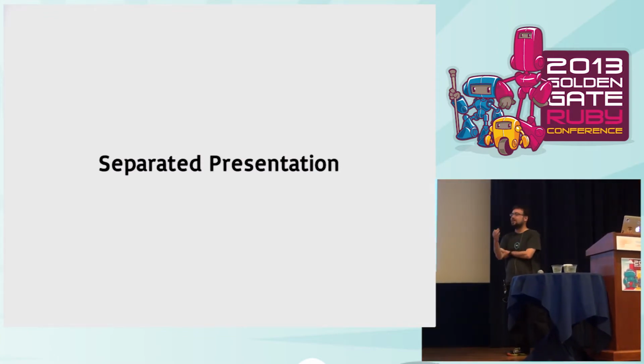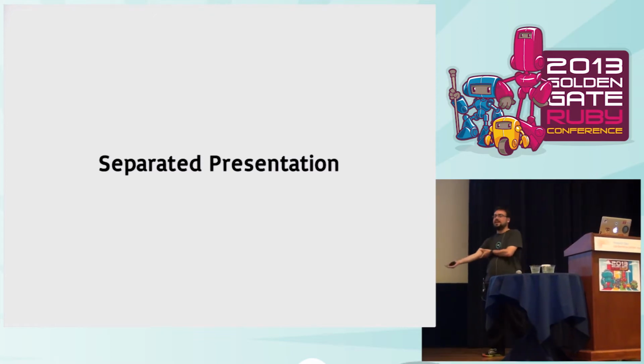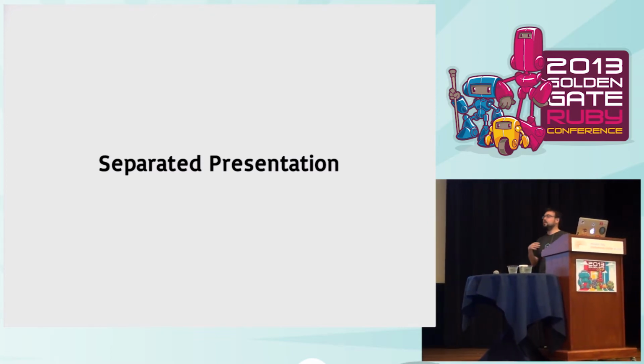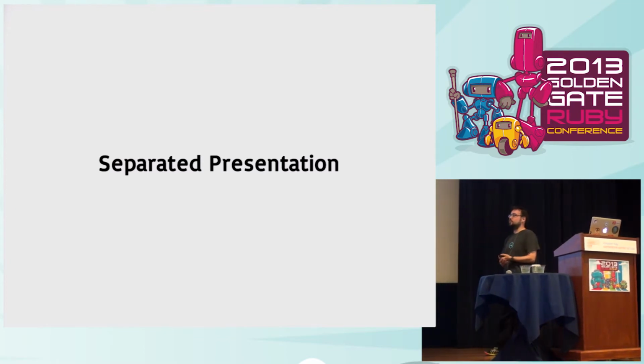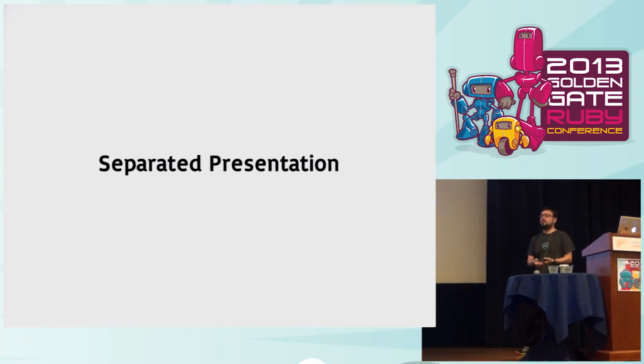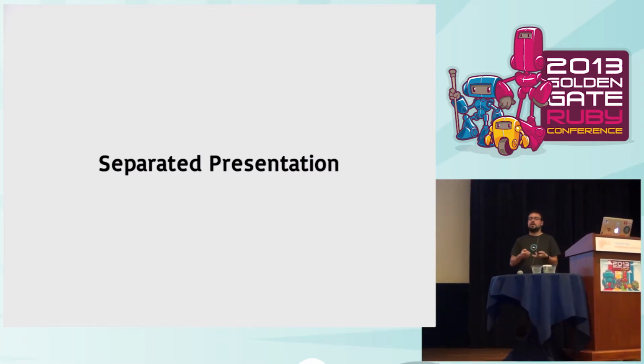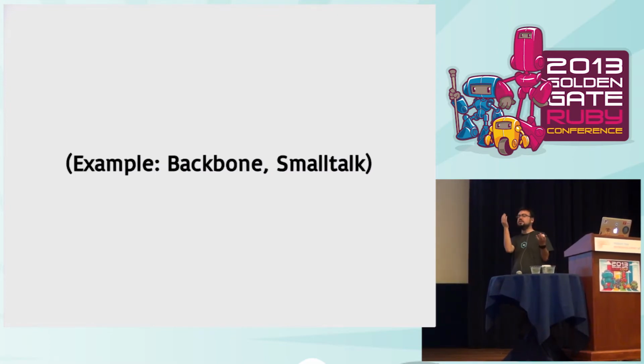Now, in the 80s and like in 2008 or something, you can see there's parallel timelines here, people realized that it was a bad idea to have your view logic, the logic that's drawing things, and the logic that deals with domain objects be in the same place. So the concept of separated presentation was created. And I think the two easiest ways to understand this are Backbone programming.